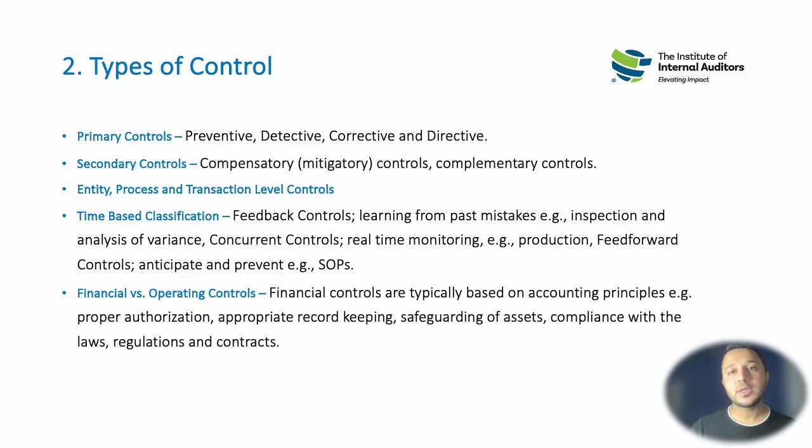Secondary controls are basically a classification which assists or complements the primary controls. We have compensatory control, which is, what if the primary control fails, then we have a second layer of control. A very easy example would be your cell phone. Whenever your thumb impression doesn't work, it asks for a PIN, right? So this is a compensatory control. If one control doesn't work, you can have another control.